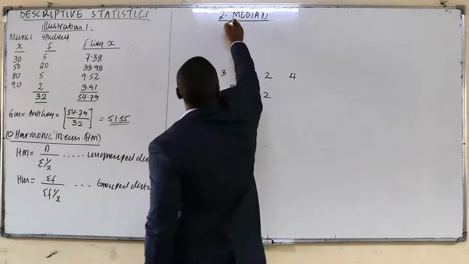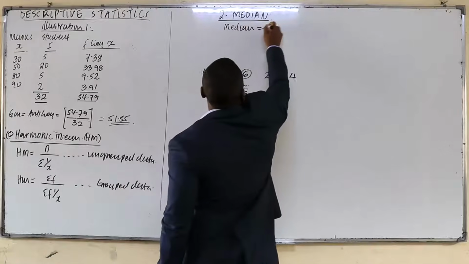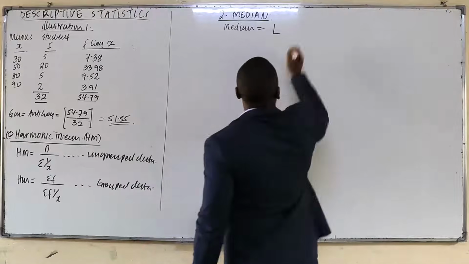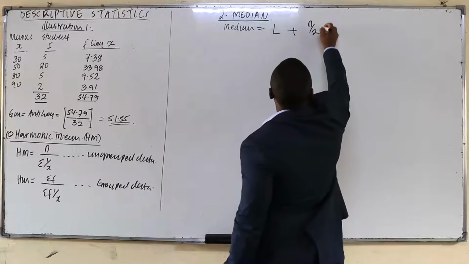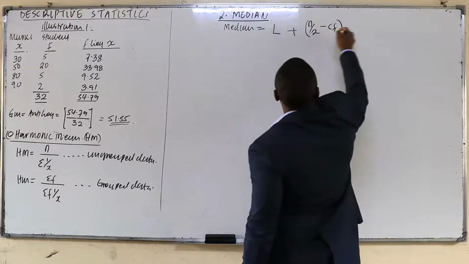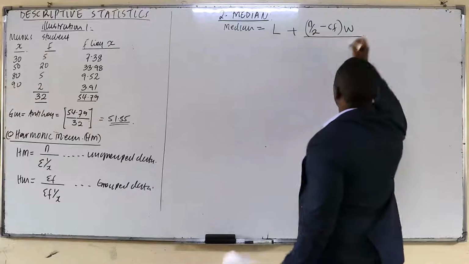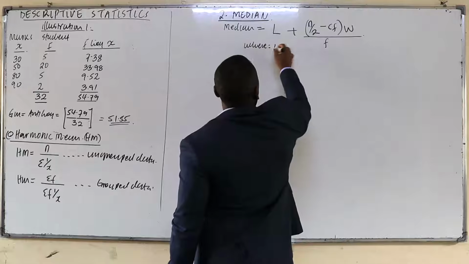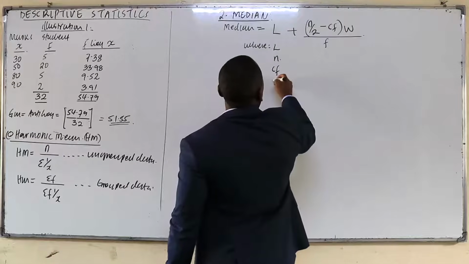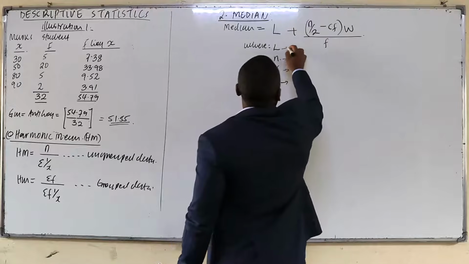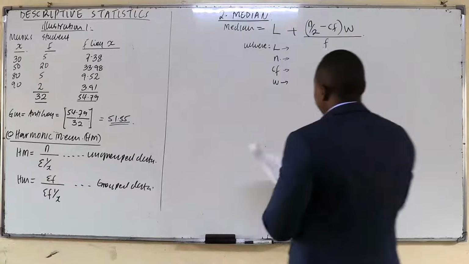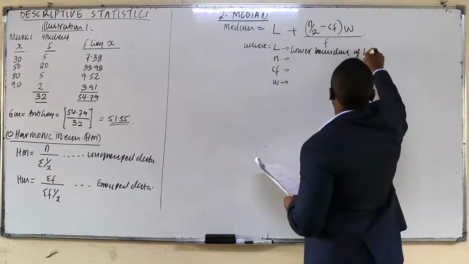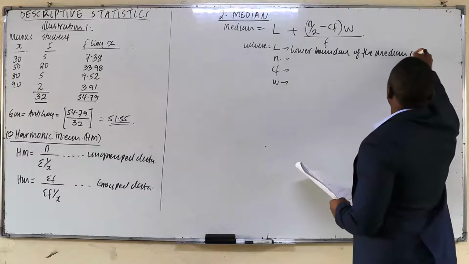And how do we determine the median for grouped data? To determine the median, you take the lower boundary of the median class, then you add N over 2 minus the cumulative frequency, you multiply by the width, and all of it you divide by the frequency. Where, what is L, what is N, what is CF, what is W? Now, L is the lower boundary of the median class.